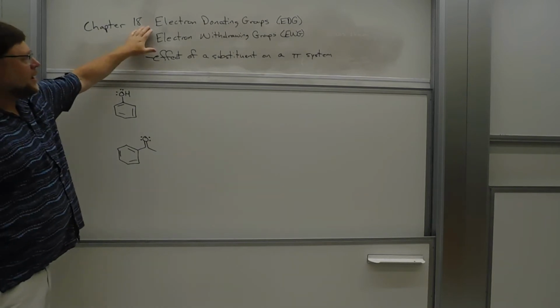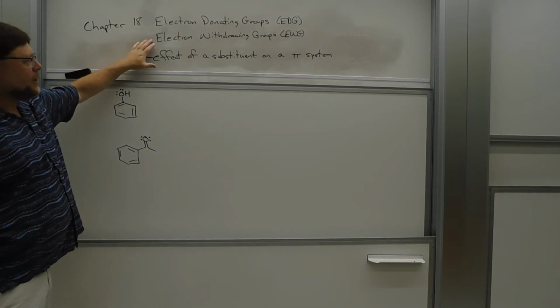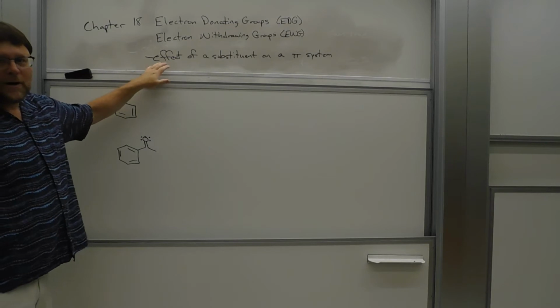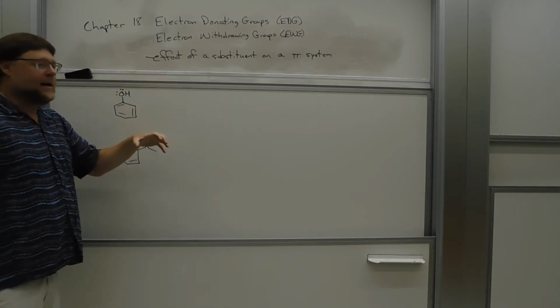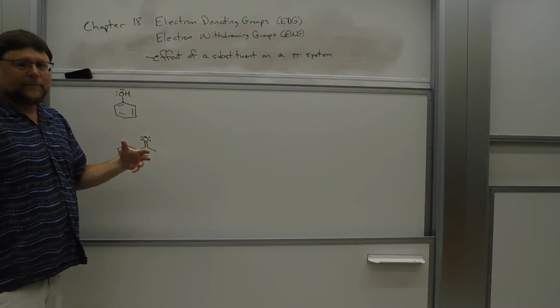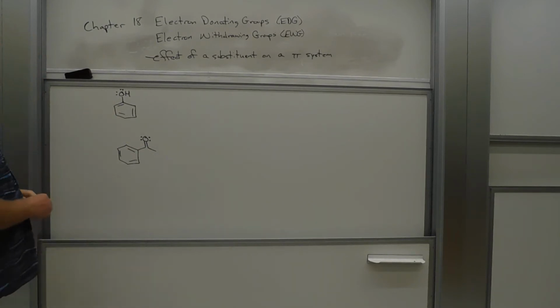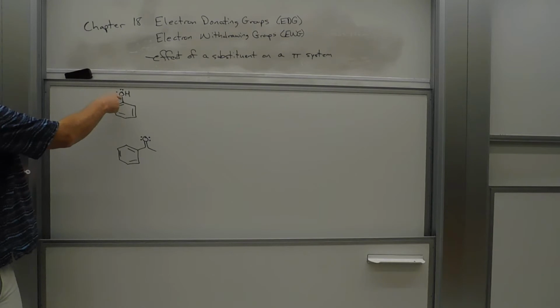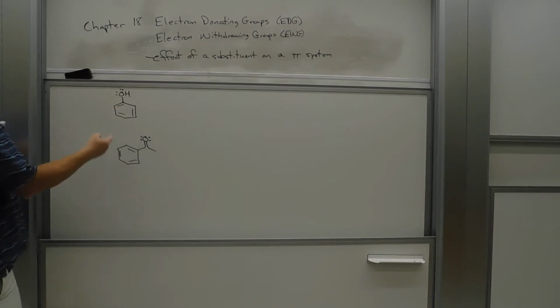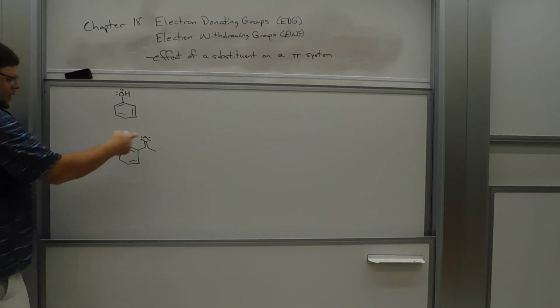So when we discuss an electron donating group or an electron withdrawing group, we're really talking about the effect that that group has on a pi system it's bonded to. All right, so I've got two examples here. We've got phenol, we've got acetophenone. Phenol's got an oxygen directly bonded to the pi system, so each of these molecules has a pi system in a benzene and one substituent.